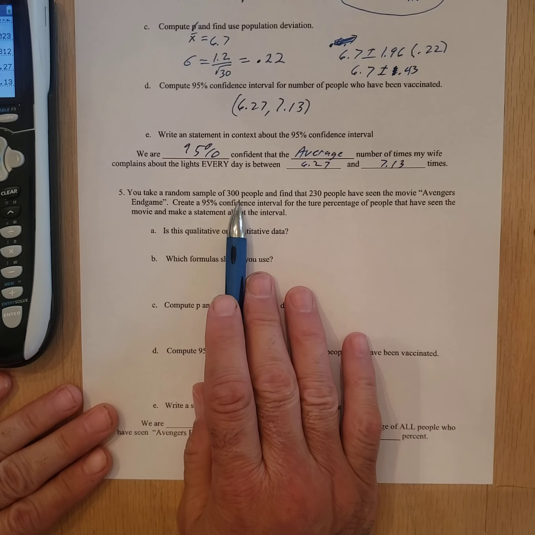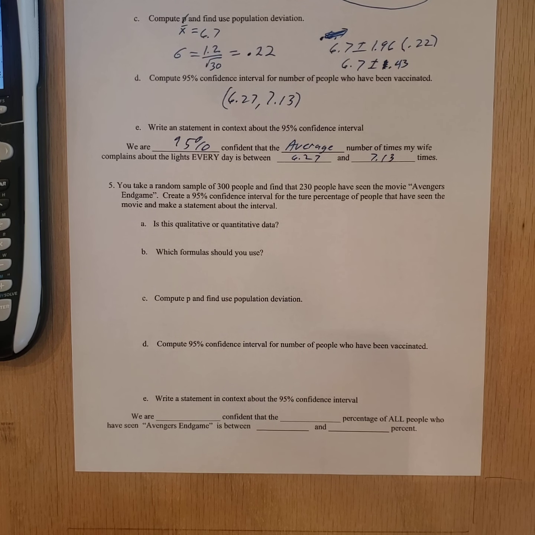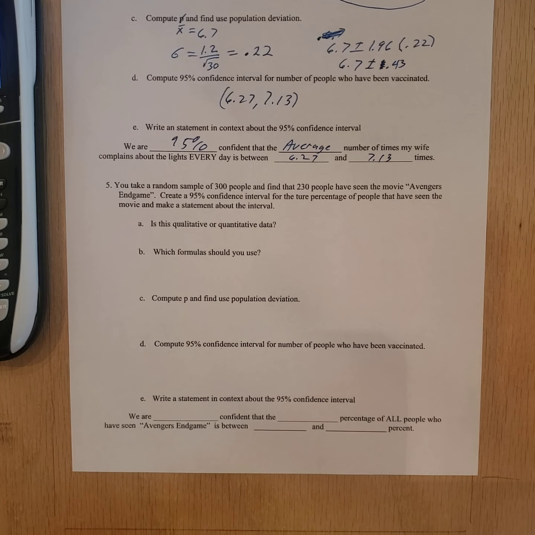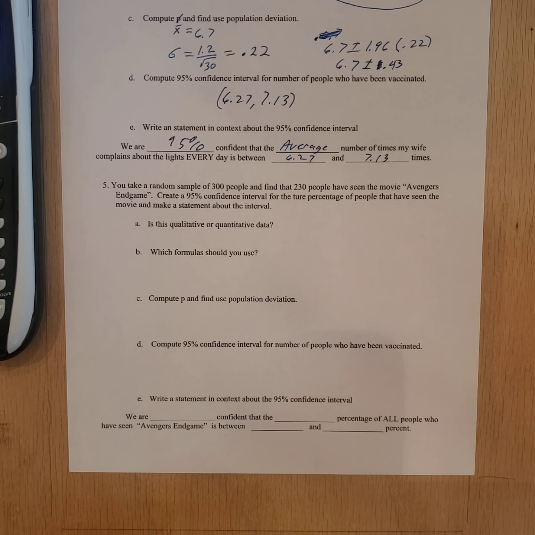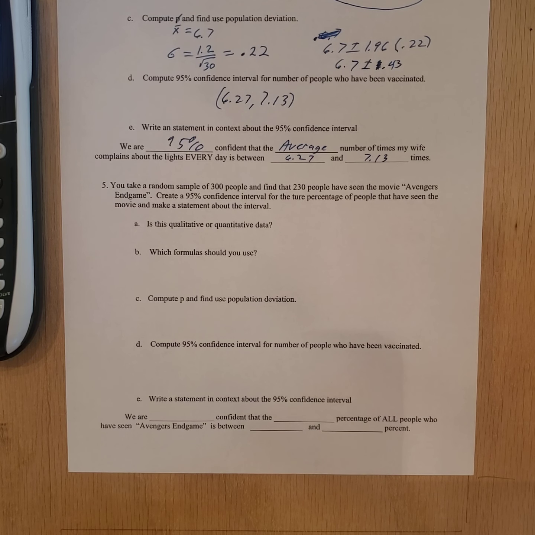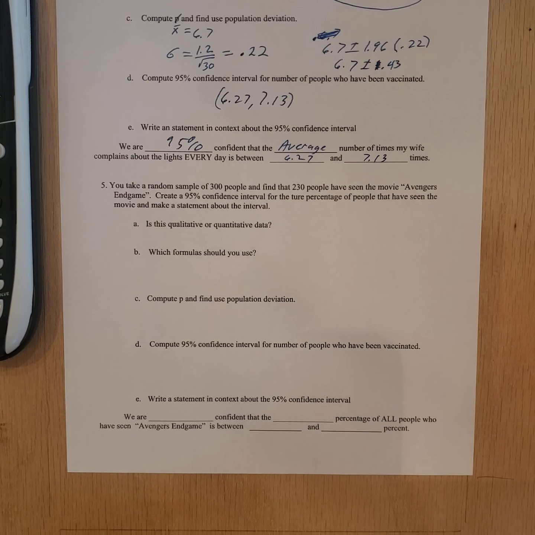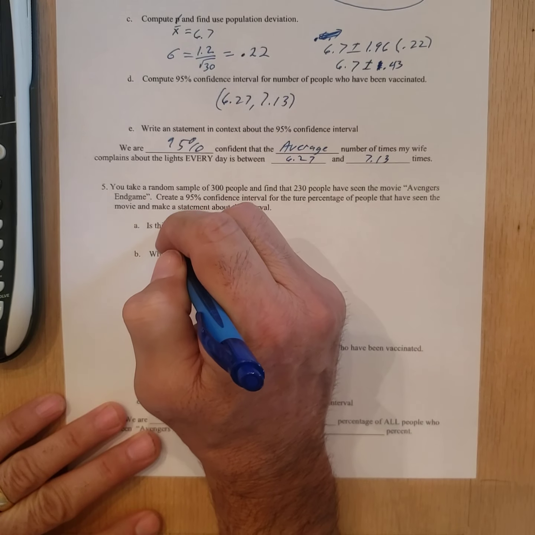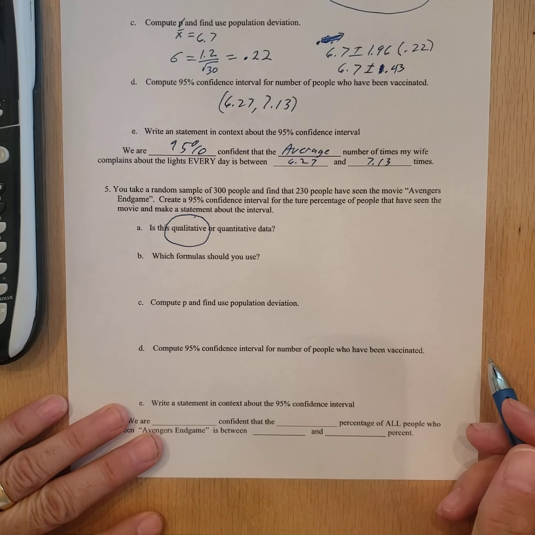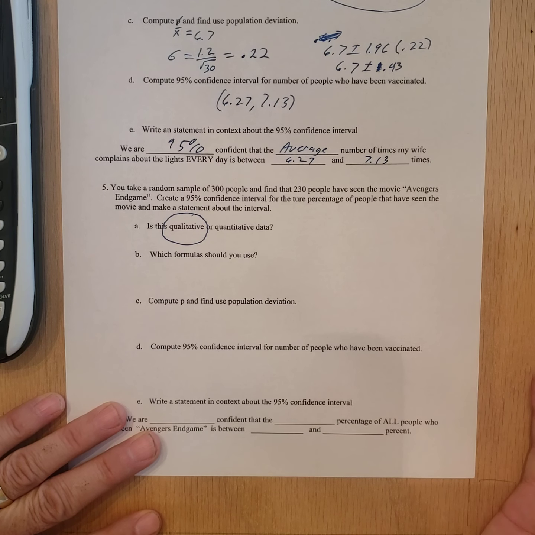We take a random sample of 300 people and find that 230 people have seen the movie Avengers Endgame. Create a 95% confidence interval for the true percentage of people that have seen the movie and make a statement about that. Okay, so is this qualitative or quantitative? To figure that out, just ask yourself, how did they create this data? This would have been, did you see the movie Avengers Endgame? So the answer is yes or no. This is qualitative. Okay? Because it's just a yes or no type thing. We're not asking how many times you saw it. We're just asking, did you see this?